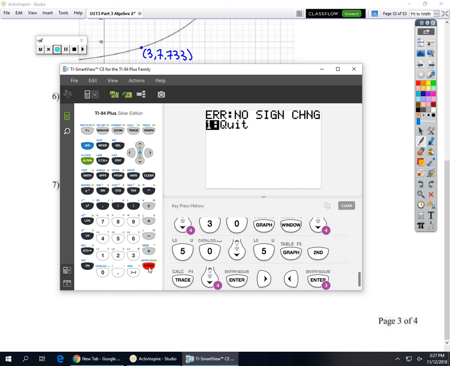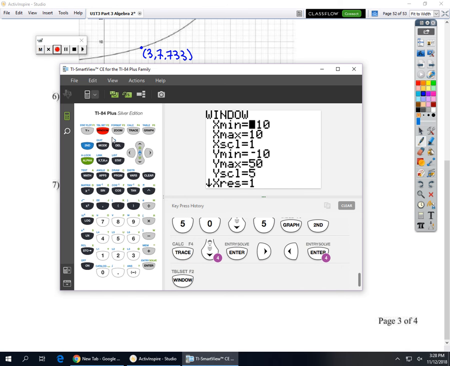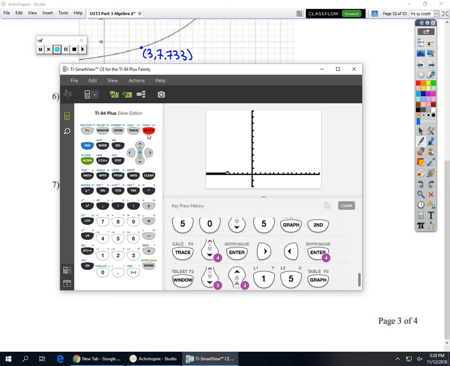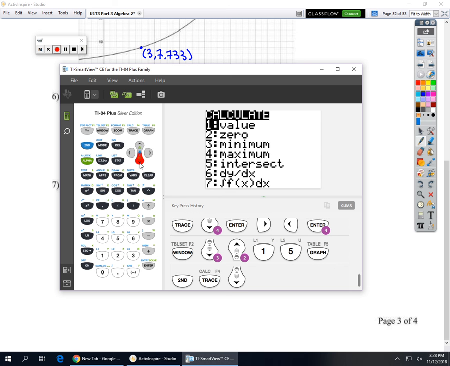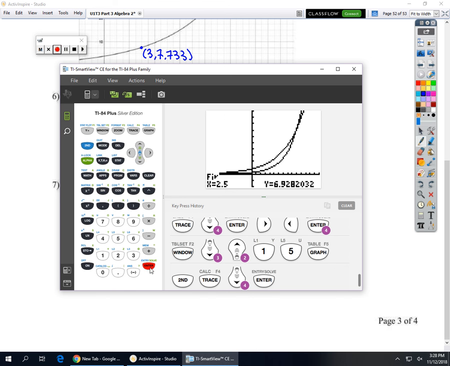Oh, wait, no sign change. I think I need to go a little further. So let's change the maximum to maybe 15 so we can see it a little better. There we go. So now you have to actually be able to see where it crosses. And I'm just going to press enter wherever. There you go. Intersection's at 10 and 36.